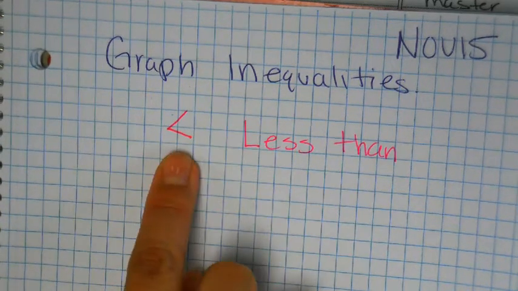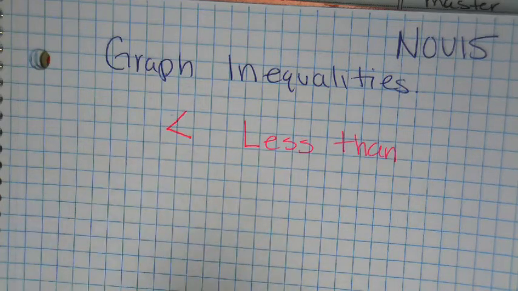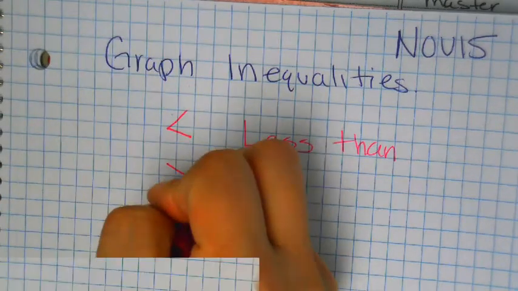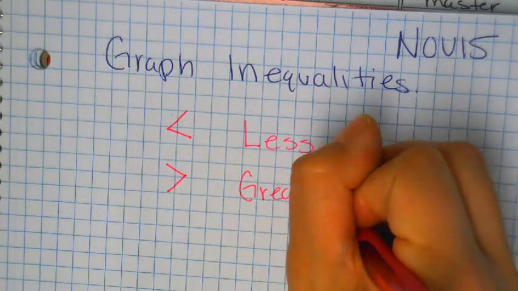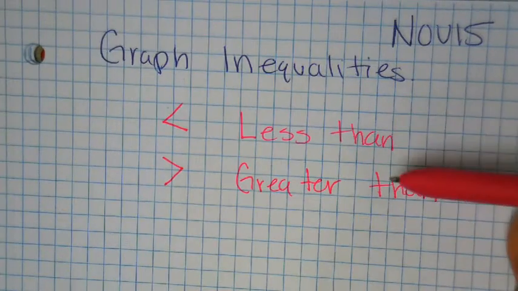So this symbol is less than. Now I know students have a hard time remembering the difference between less than and greater than. I'll show you a trick in a second. This symbol is your greater than symbol. So this one's your less than, this one's your greater than.